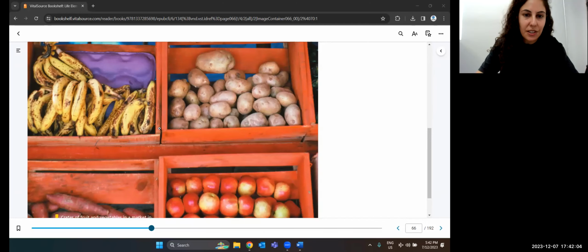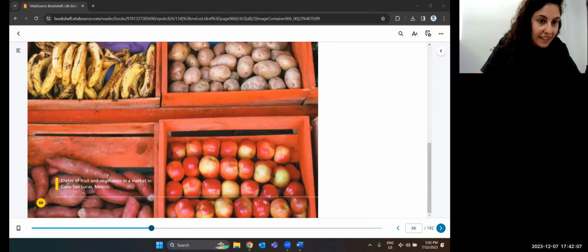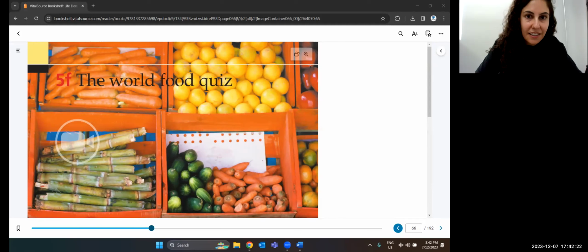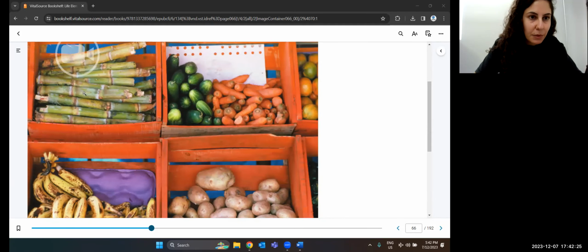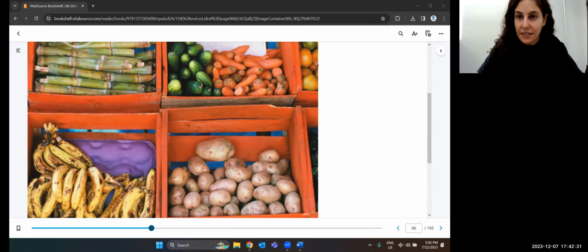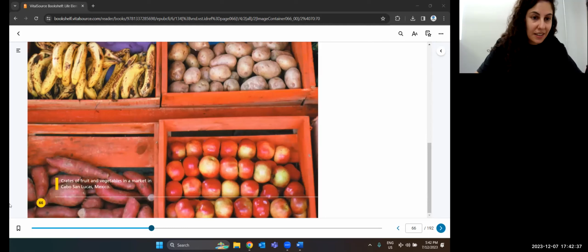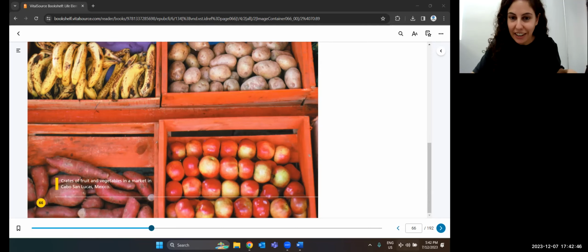So I can see the caption. It says, crates of food and vegetables in a market in Cabo San Lucas, Mexico. So crates are like the boxes, the wooden box, and you can see carrots, lemons. I'm not sure what this one is, maybe cane sugar, cucumber, more carrots, maybe some oranges, bananas, potatoes, sweet potatoes, and apples. Okay, so that's at a market, lots of fruit and vegetables. So let's increase our vocab with that.